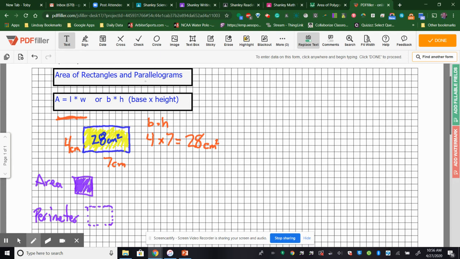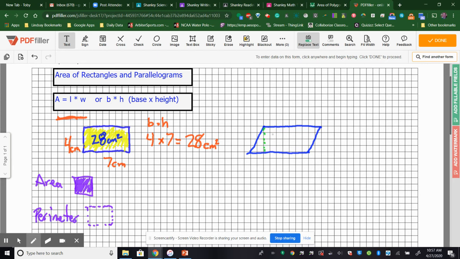Let's look at a parallelogram now. We're using the same thing. So let me draw my parallelogram. I'm going to go over here and draw my diagonal line there. Draw a line this way. Draw another diagonal line to there. Draw a line here.